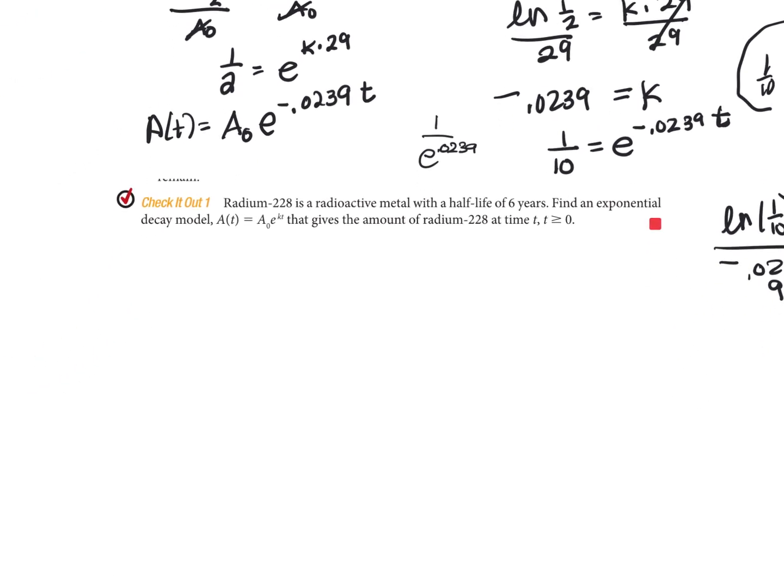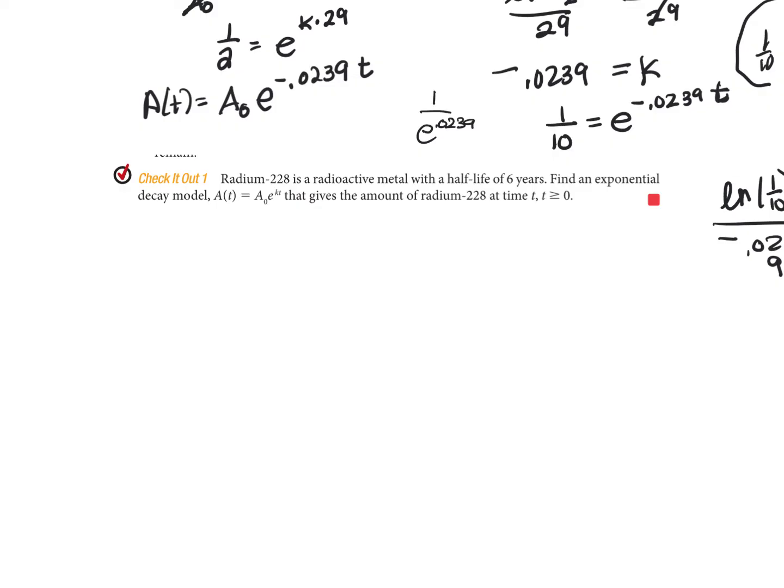So we have the same problem here with a half-life of 6 years. We're going to take the same kind of idea. 1/2 equals e to the k times 6. I'm going to solve for k. So the natural log of 1/2 equals k times 6. Taking the natural log of both sides, divide both sides by 6. So I do that. Sadly, I left my calculator on my desk at work, and I miss it.